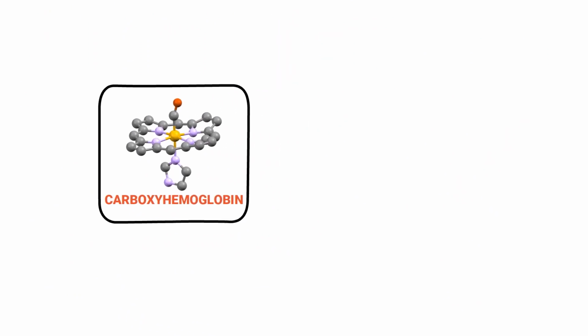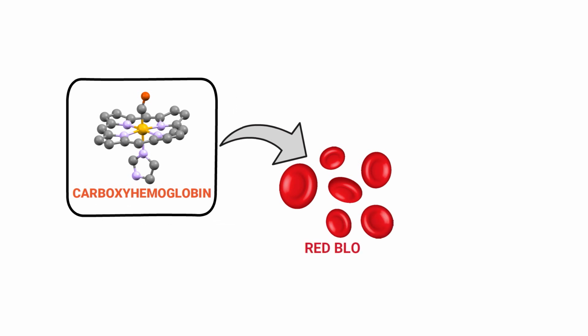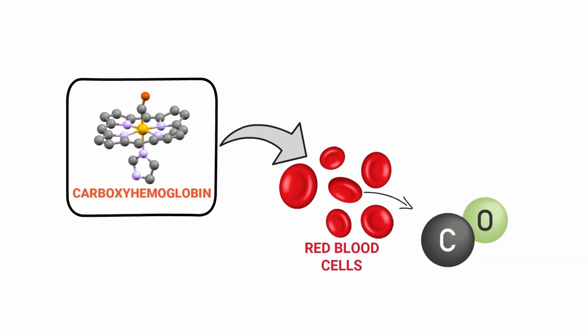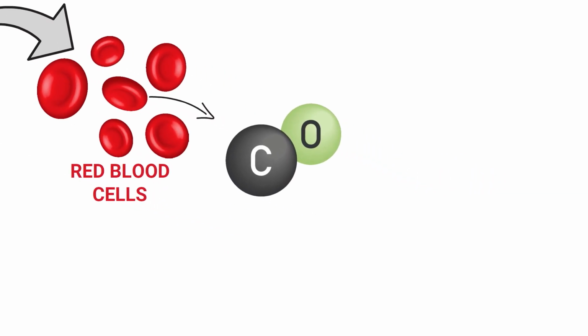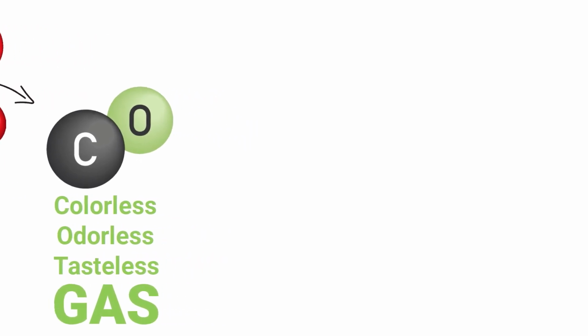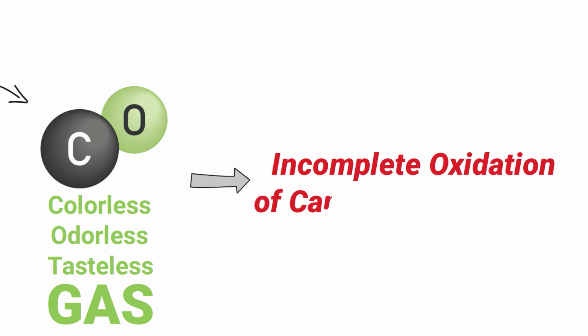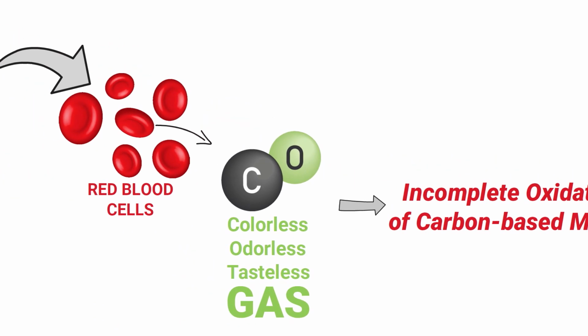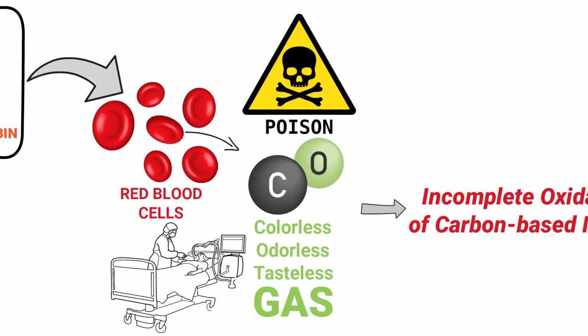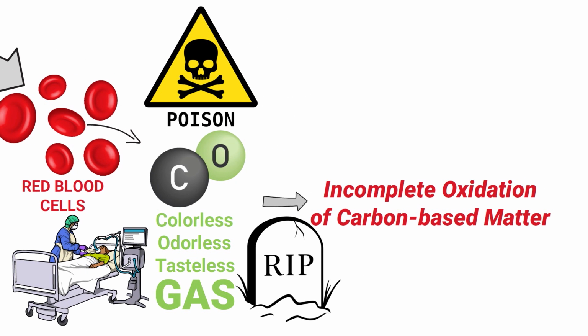As previously mentioned, carboxyhemoglobin is formed inside of red blood cells whenever carbon monoxide is present due to inhalation. Carbon monoxide is a colorless, odorless, and tasteless gas that results from incomplete oxidation of carbon-based matter. It's a poisonous gas that can cause sudden illness or death if too much enters the body.